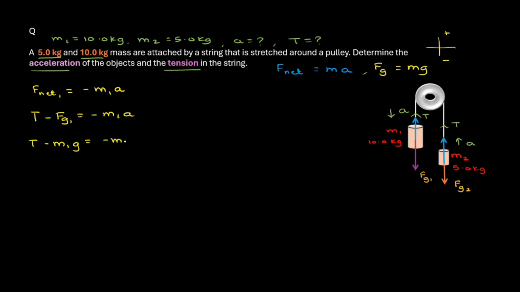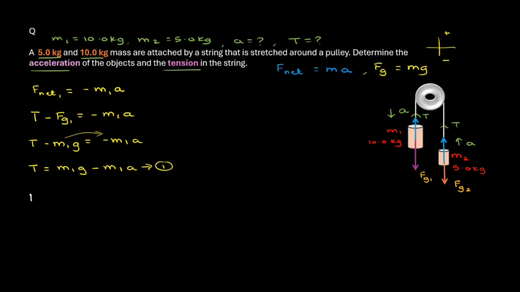Equals minus m1a. Move m1g to the other side, we get T equals, minus will become plus, m1g minus m1a. I will call this equation 1. Now we do the same thing for mass 2.